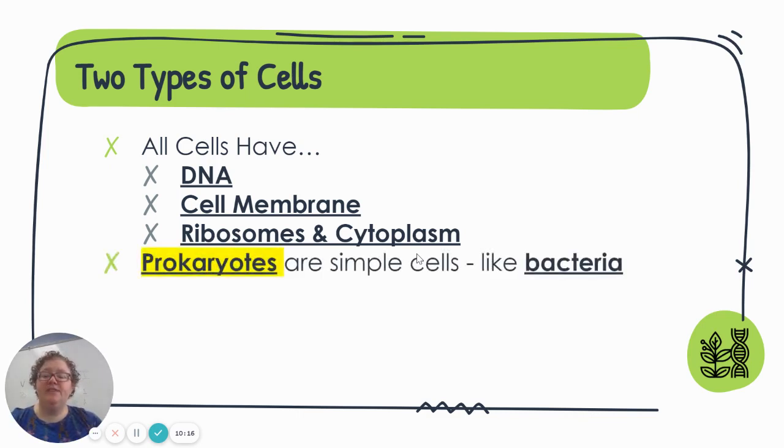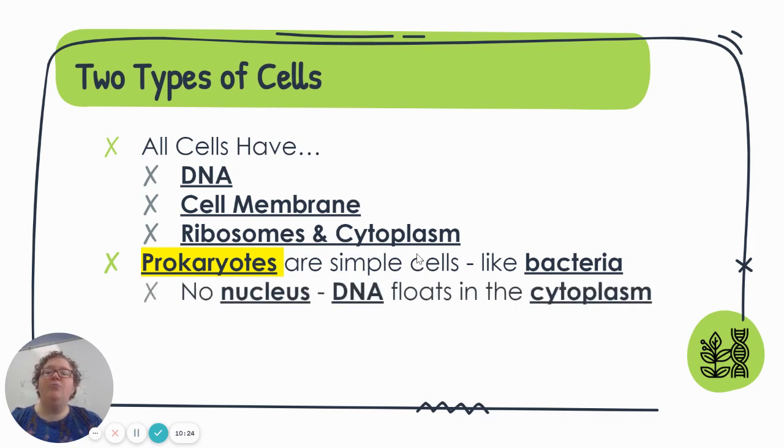The two main types of cells, the first type is prokaryotes. Those are very simple cells. Things like bacteria are prokaryotes. Prokaryotes have no nucleus. You will see in eukaryotes that they do have a nucleus. Prokaryotes do not. No nucleus. Their DNA is just going to float around in that jelly cytoplasm.